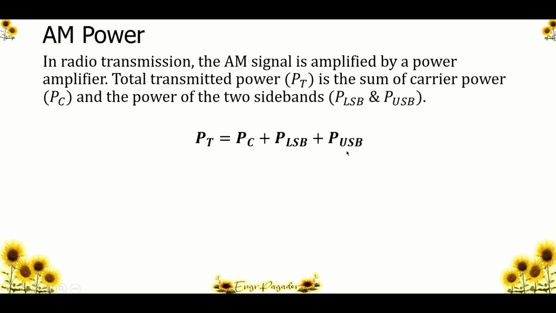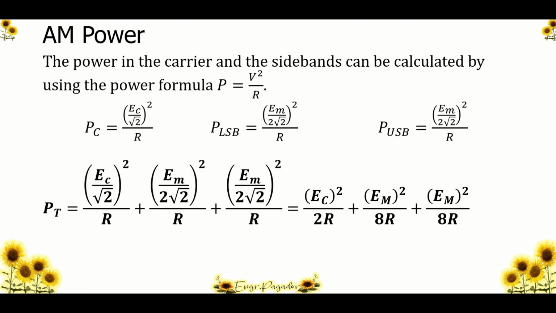In mathematical expression, we have a formula for the total transmitted power: P sub T equal to P sub C plus P LSB plus P sub USB. So this is the total transmitted power in radio transmission. The power in the carrier and the sidebands can be calculated by using the power formula P is equal to V squared over R. EC and EM are the peak voltage, or the peak amplitude voltage, of the transmitted signal.